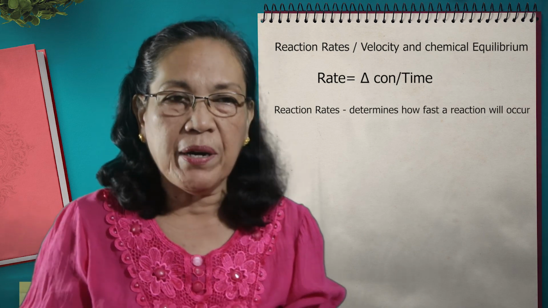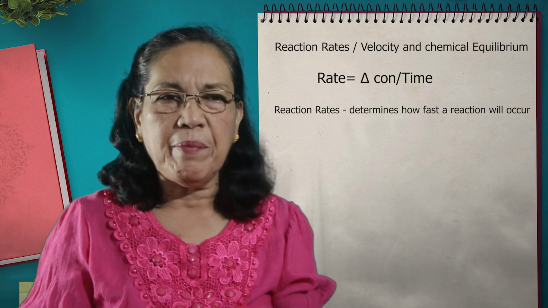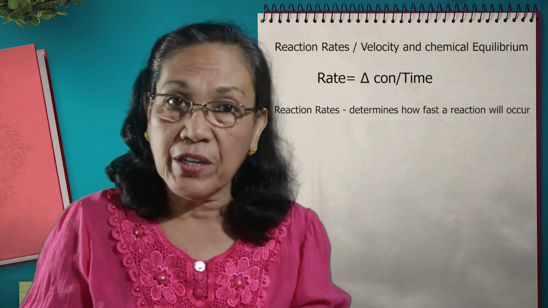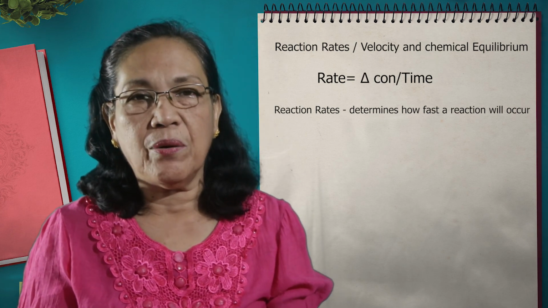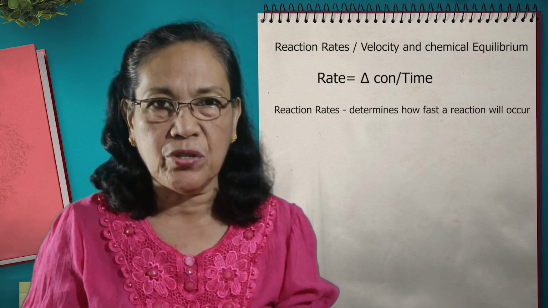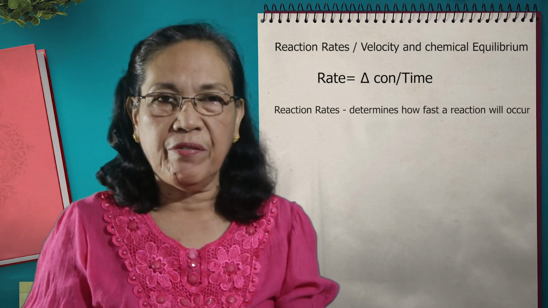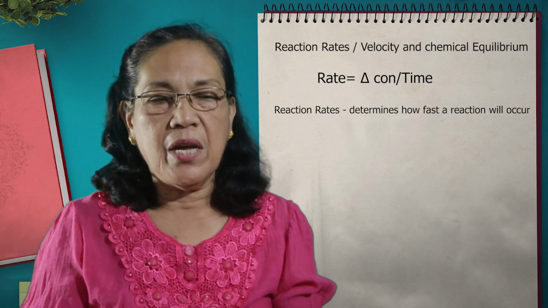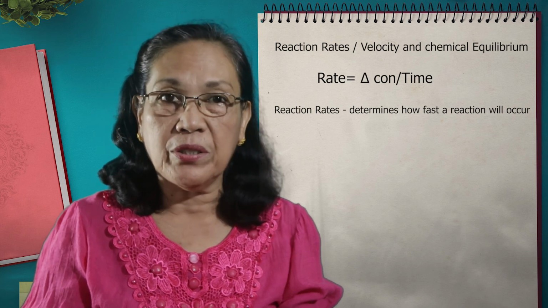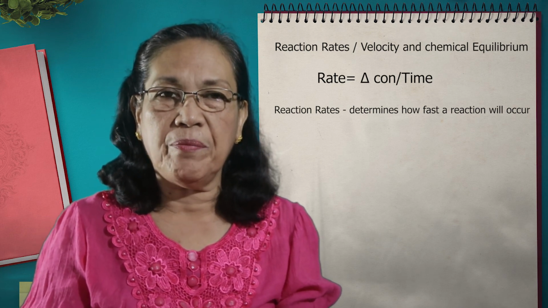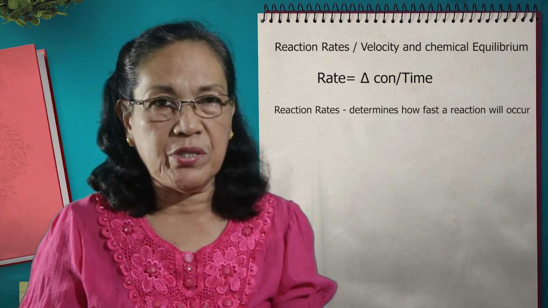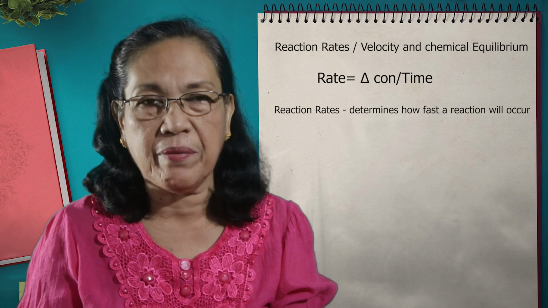Because we are talking about reaction rates, what are some examples? There are reactions that are so fast or drastic, and there are also reactions which are very slow. What are some examples of very fast reactions? Number one, we have the reaction of sodium metal with water. When sodium metal is placed into water, it will really explode. We have tried this in the chemistry laboratory.